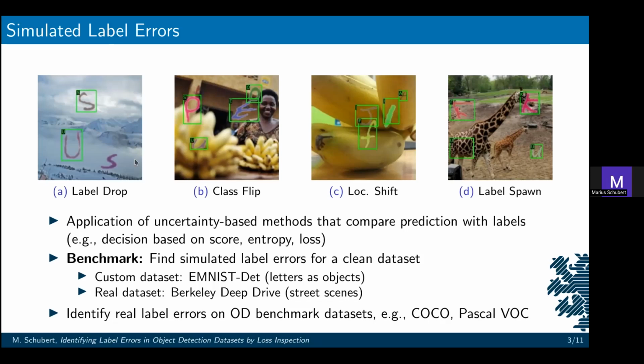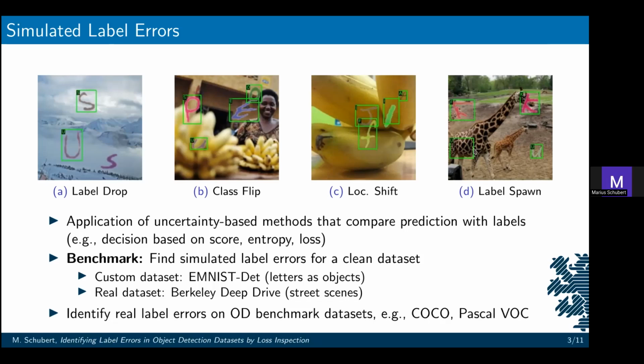label errors, namely missing labels, for example here the missing S, we call them drop. Then class flips, that are correctly located but wrongly classified labels, like the P is labeled as an S, and correctly classified but inaccurately located labels, here the I, which is a shift. And we also have labels that actually represent background. We call them spawns, like the U here.